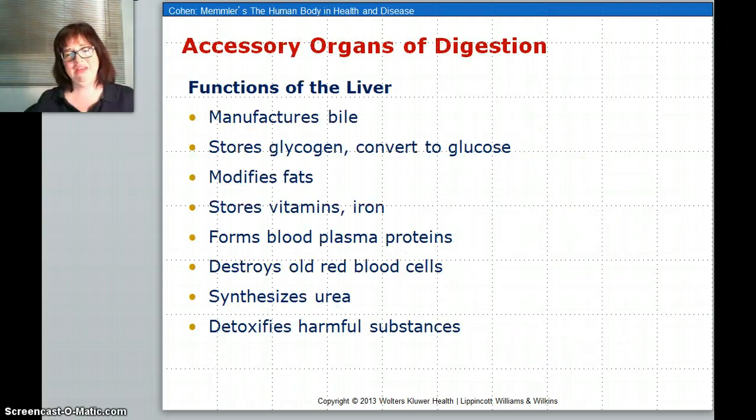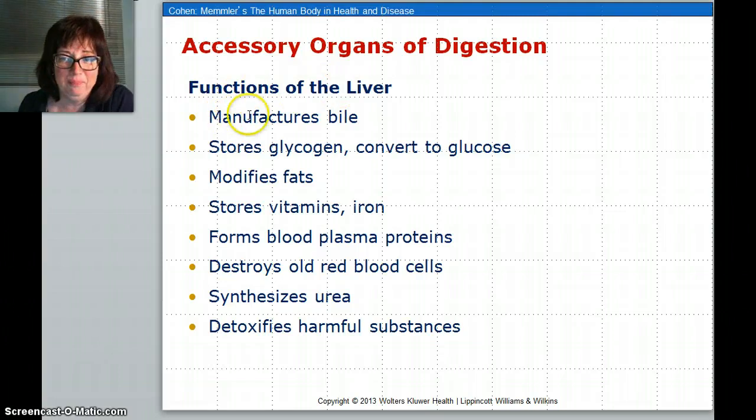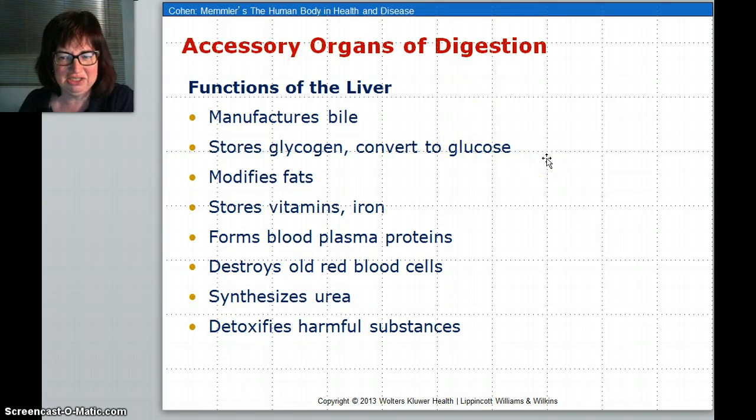Now, the liver has many, many functions. I'm only going to mention them now, and we're going to look at a few of them because this is all about digestion. When it comes to the liver, it is where bile is manufactured. Bile is very important because bile will then be released into the duodenum, the small intestine, to break down large fat droplets into small fat droplets. It's an emulsifier. The liver is also where, once there's too much insulin released, the glucose will be stored as glycogen. So glycogen is stored in the liver.